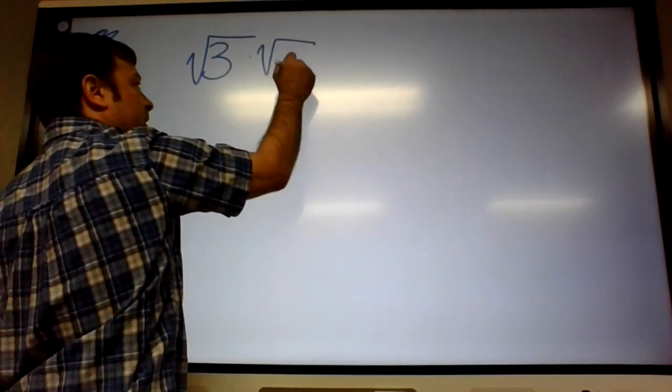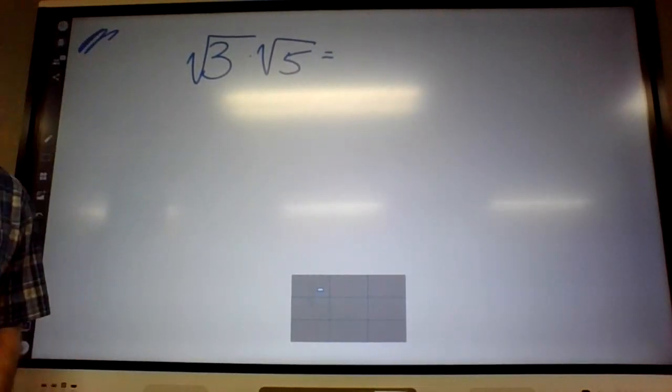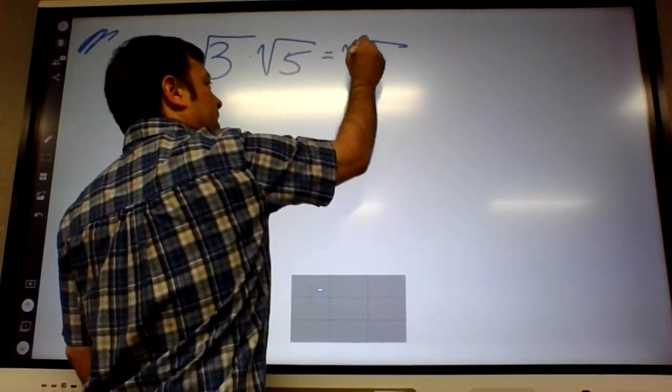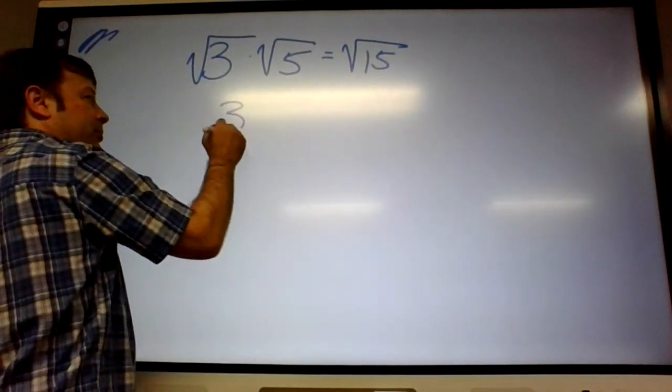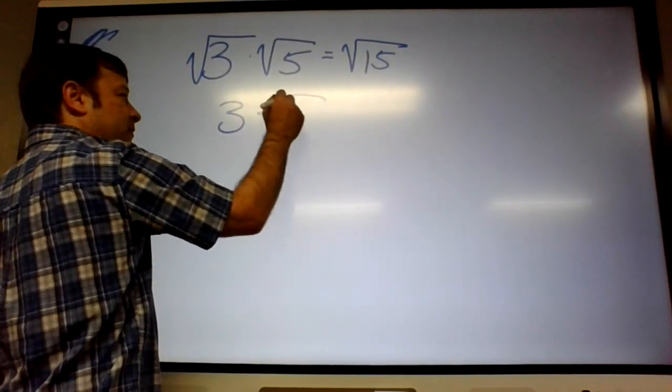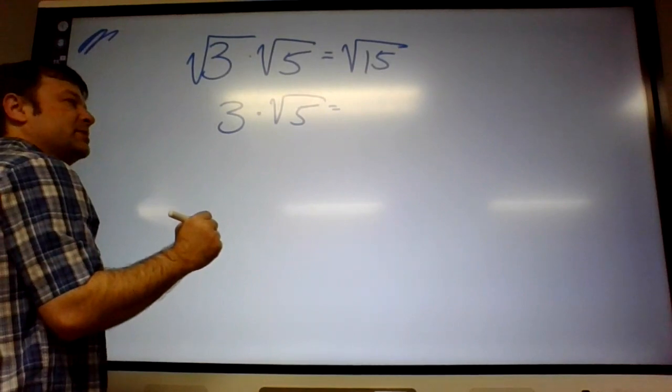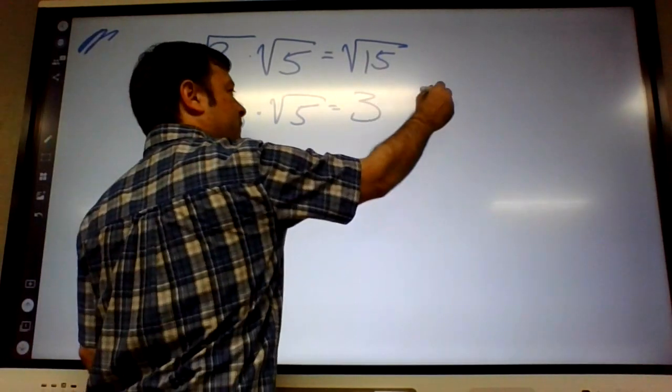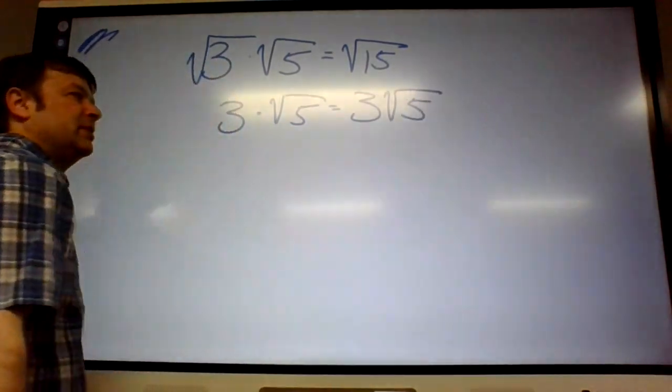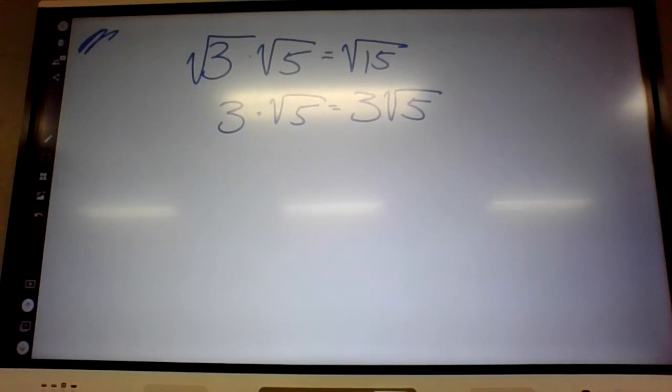Yesterday we did multiplication, so today we are doing division. Let me remind you, if you do square root of 3 times square root of 5, what does that equal? Square root of 15. Okay, well what if I do normal 3 times the square root of 5? 3 square root of 5. Does not simplify. Same thing with division.